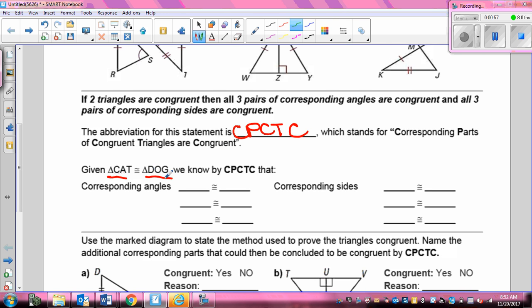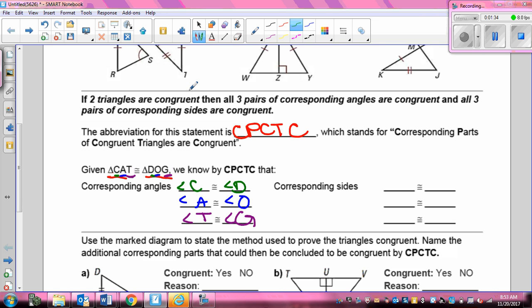So what we can do is say the corresponding angles. C is the first one, so angle C is congruent to the first one, which is angle D. We did the opposite when we're making our congruency statement. We looked at the triangle and then we put them in order. Now we're looking at the actual angles. The second one is A, is congruent to the second one, which is O. And then the third one is T, is congruent to the third one, which is G.